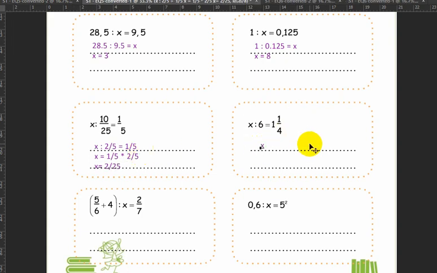Next, x divided by 6 is equal to 1 1/4. That means that x divided by 6 must be equal to 5/4. Therefore, x must be equal to 5/4 multiplied by 6. So x must be equal to 30/4, which can be simplified into 15 halves, or if you want to write it as a decimal number, 7.5.